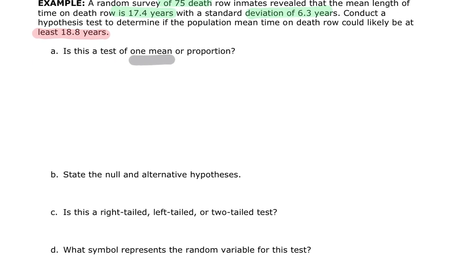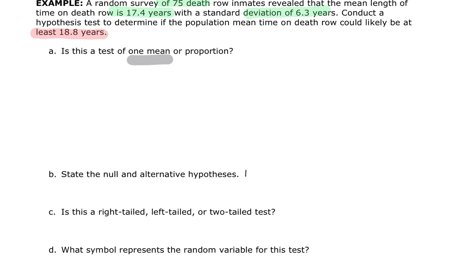So what I'm testing is the status quo. So my H0 is the status quo, and I'm trying to determine whether or not the information I got is going to show that the population mean time on death row could be likely at least. So I have mu is greater than or equal to 18.8. That means my Ha is mu is less than 18.8. So the fact that this is pointing to the left, we know that this is a left-tailed test.